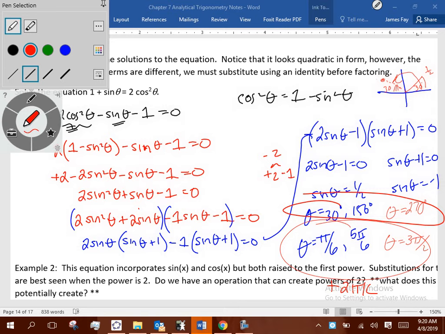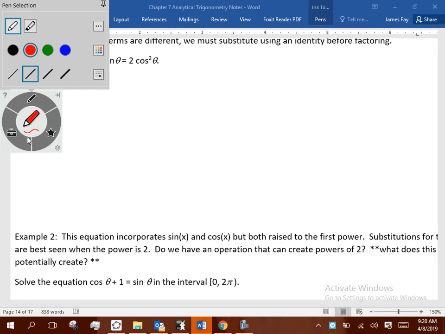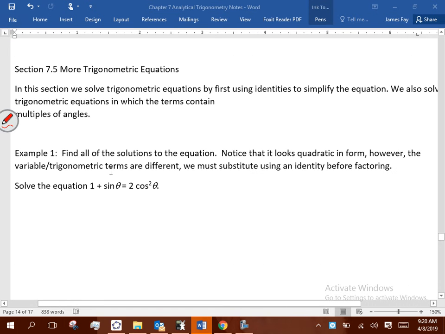So plus 2 pi k or minus 2 pi k is perfectly fine. I don't know if WebAssign will accept minus 2 pi k. But like I said, it's an option. I'm planning on having a test on Friday, so if you were to write minus 2 pi k, I'd give you full credit for that.